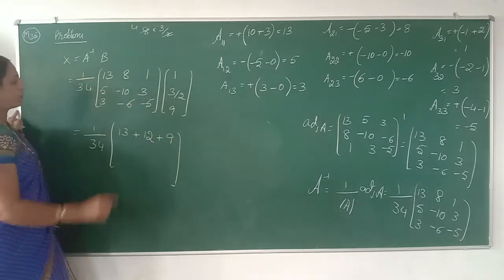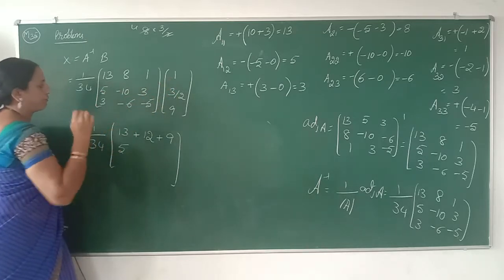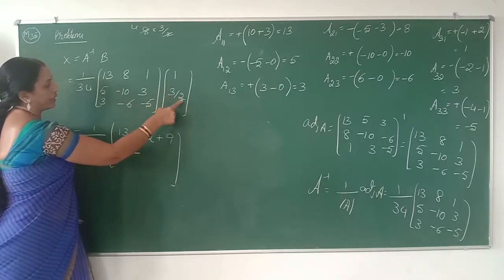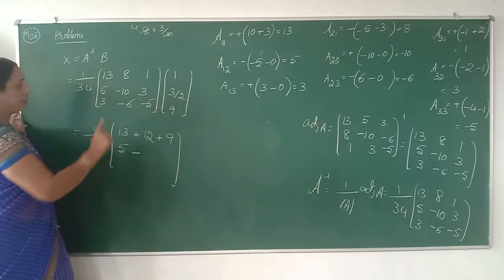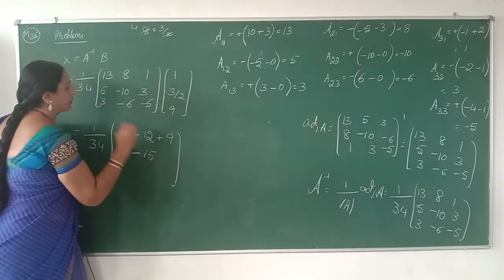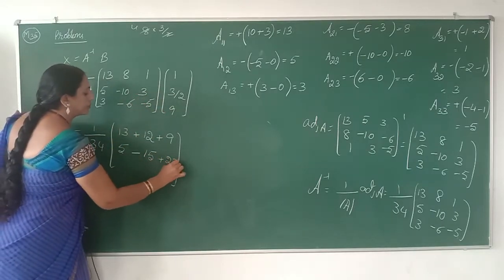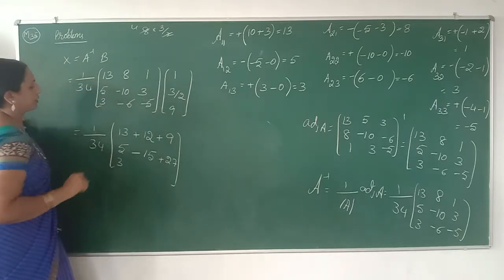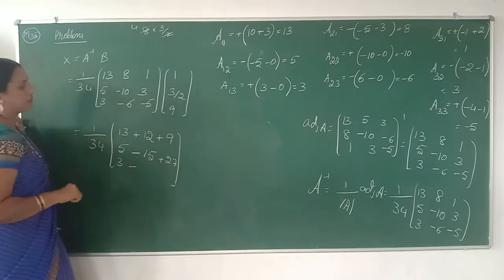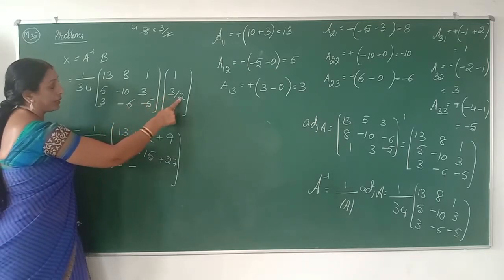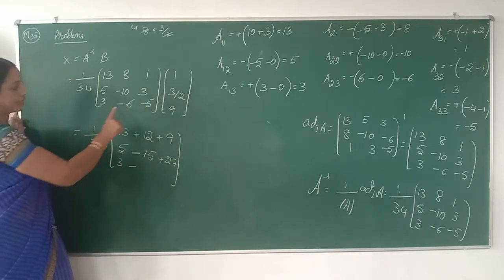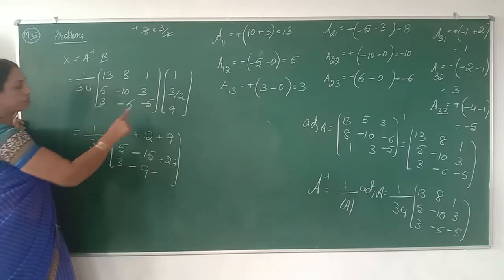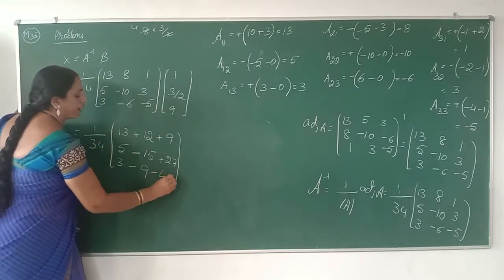Similarly, second row, first column: 5 into 1 is 5 plus into minus is minus 10 into 3 by 2. Again 2 ones are 2, 2 fives are 10, it gets cancelled, 5 into 3 is 15, plus 3 into 9. Then third row, first column: 3 into 1 is 3 plus into minus is minus 6 into 3 by 2. Again 2 ones are 2, 2 threes are 6, it gets cancelled, 3 threes are 9. Again plus into minus is minus 5 into 9 is 45.